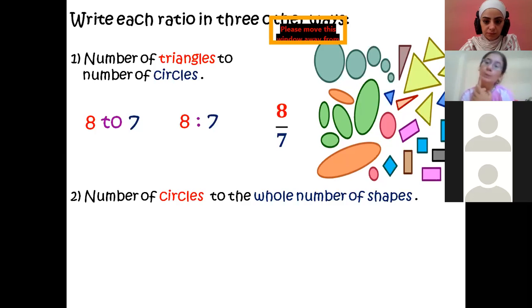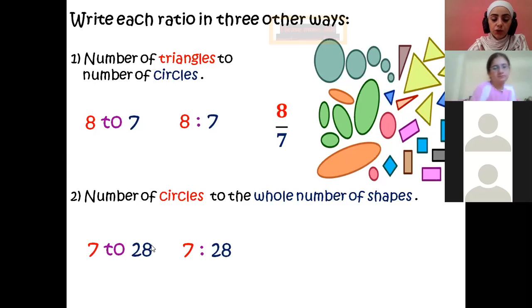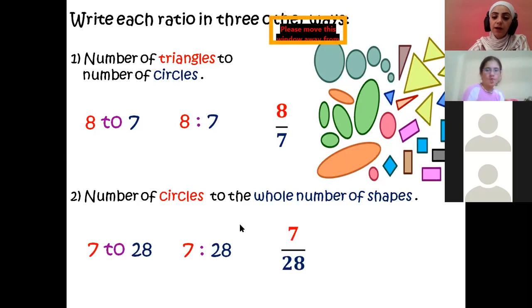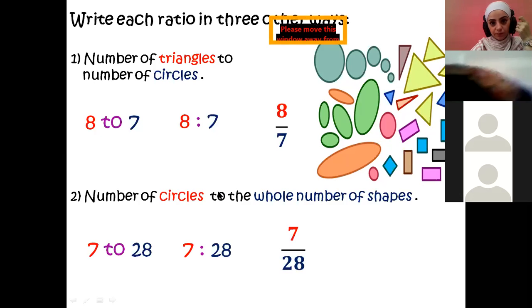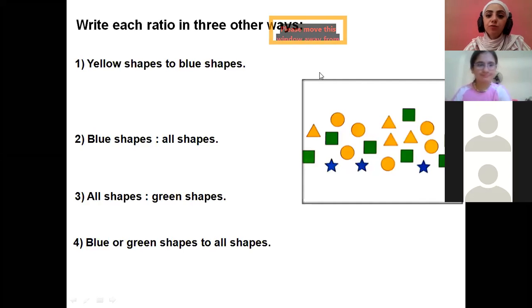7 to 8. All the shapes are 8? No, all the shapes. Oh, okay. It's 28 shapes here. 28. Yes, so 7 to 28. So you can write it with 7 colon 28. Yes. And 7 out of 28, as we did, 7 to 28. Yes, excellent.